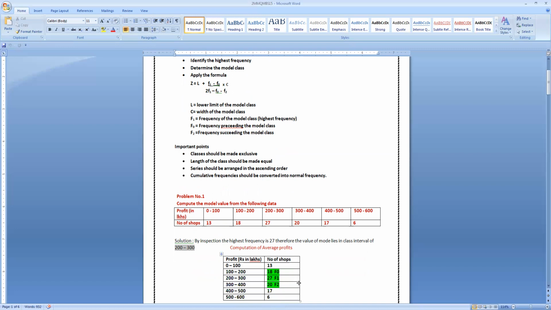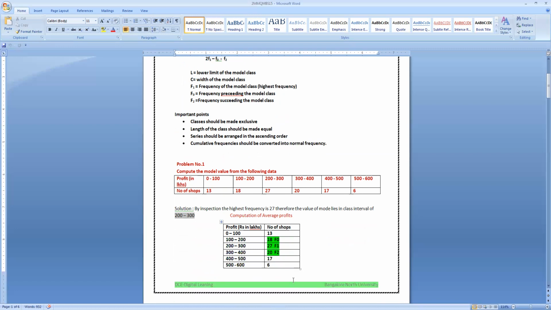So let us see the question here. Problem number 1: compute the modal value from the following data. In this question, they have given profits in lakhs in the form of class intervals: 0 to 100 rupees, 100 to 200, 200 to 300, 300 to 400, 400 to 500 and 500 to 600 rupees. The number of shops given, those earning from 0 to 100, is 13 shops, then 18, 27, 20, 17 and 6. These are all the information given in the question.